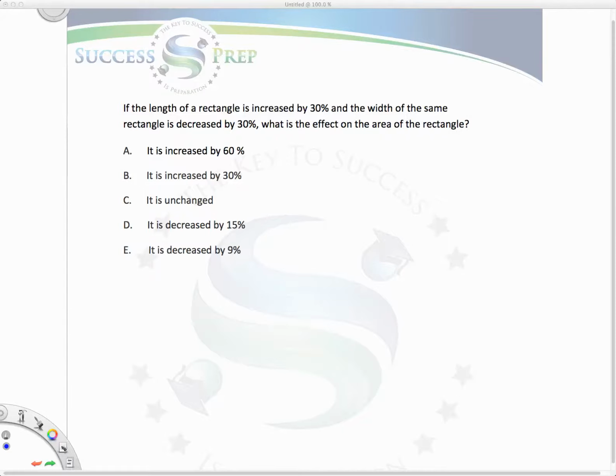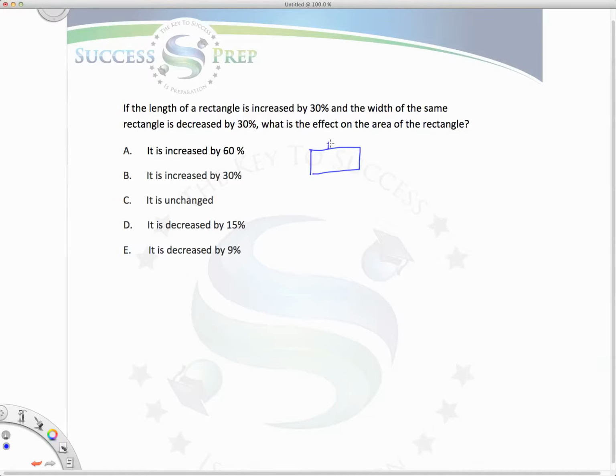You could get a question like this on the SATs. It says, if the length of a rectangle is increased by 30% and the width of the same rectangle is decreased by 30%, what's the effect on the area of the rectangle? What I'm going to do is just draw a rectangle and pick some numbers.